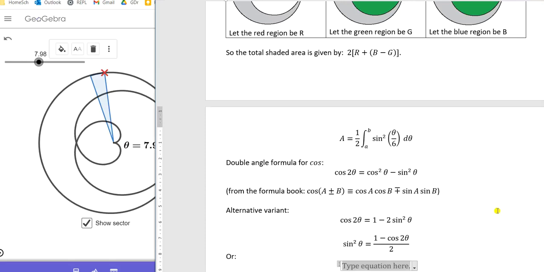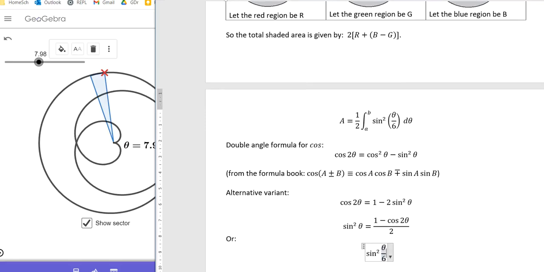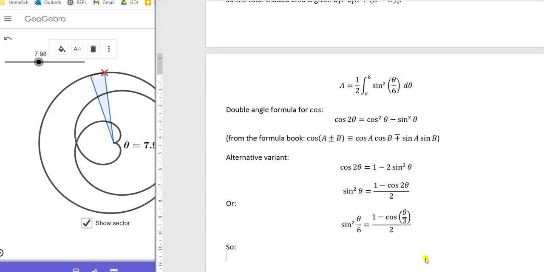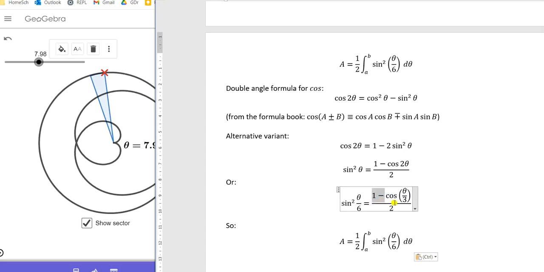Or, more pertinent for our particular situation, sine squared of theta over 6 has to be equal to 1 minus cos of 2 lots of theta over 6, in other words, theta over 3, all over 2. That is going to be particularly helpful for us when we're trying to calculate this integral. So now we have this integral, but we can replace the whole of sine squared theta over 6 with this.